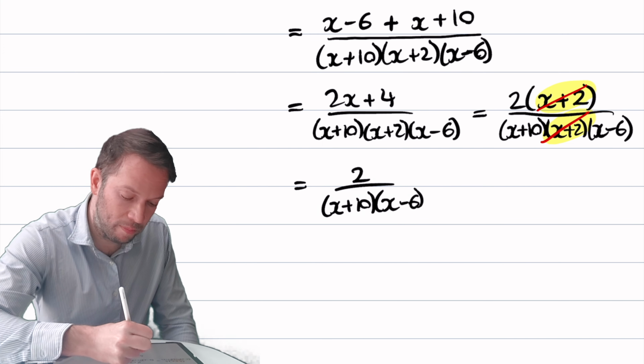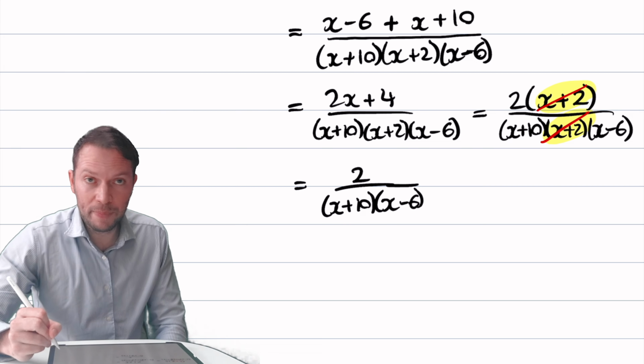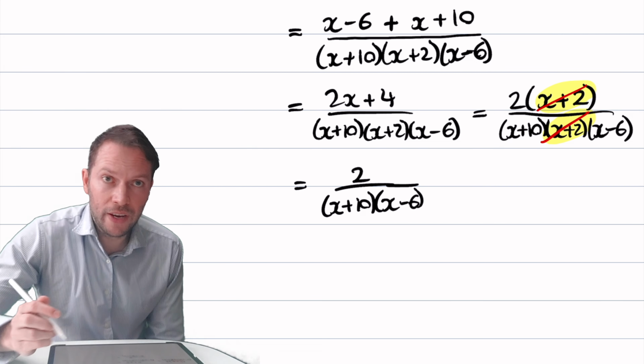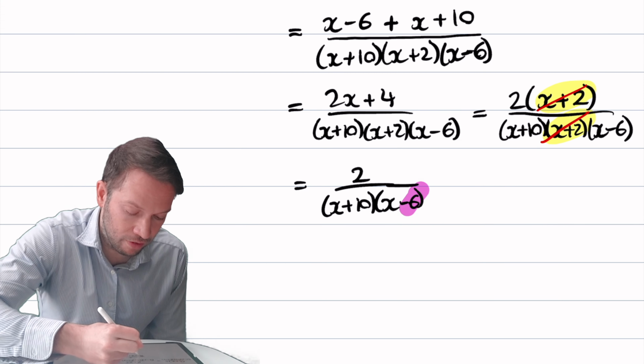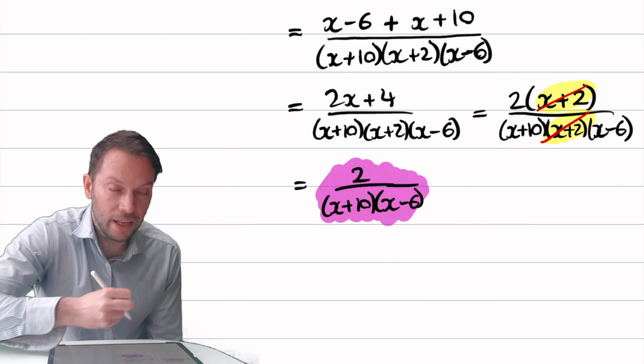Now, at this stage, you wouldn't be penalised if you did expand out the denominator, but you can just leave it factorised because it's no simpler in expanded form than it is in factorised form. So that is the final answer.